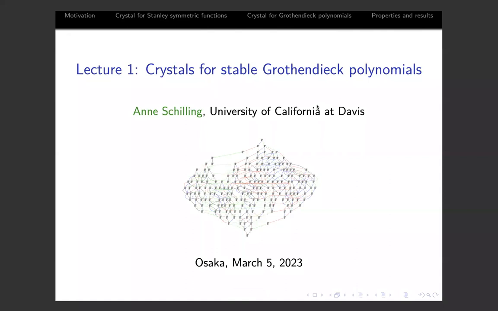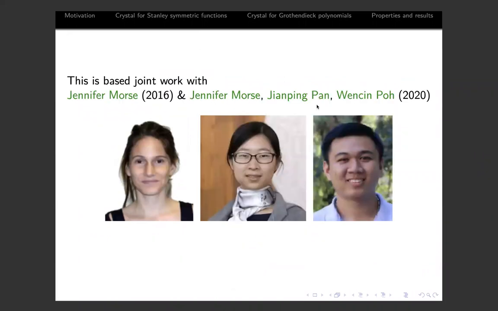Okay, so let me begin by talking about the topics of the first lecture. In particular, what I want to do is give you a crystal for stable Grothendieck polynomials, or actually a special case of stable Grothendieck polynomials. This is joint work with Jennifer Morse on Stanley symmetric functions, crystals for Stanley symmetric functions. And then also with Jennifer Morse, Jinping Pan, and Wencheng Poh, who are two of my students, on the crystal for a stable Grothendieck polynomial.